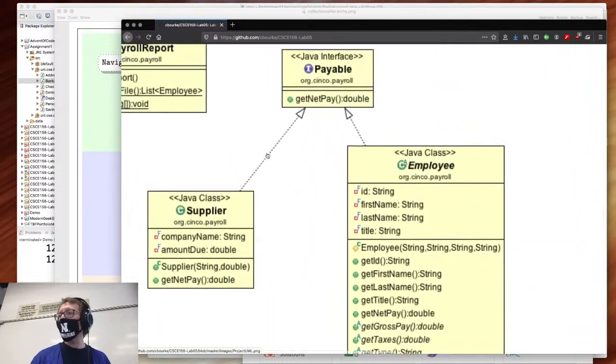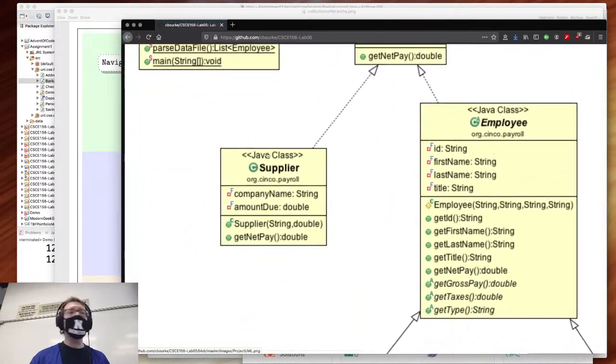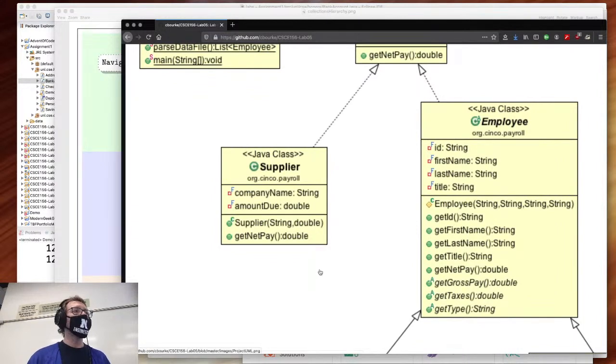Now, way up here, we introduce at the end of the lab a supplier. A supplier, you also pay the supplier, right? But you don't collect taxes. It's not an employee. You're not paying them for services. You're paying them for goods, right? That you can use to build your product or whatever.